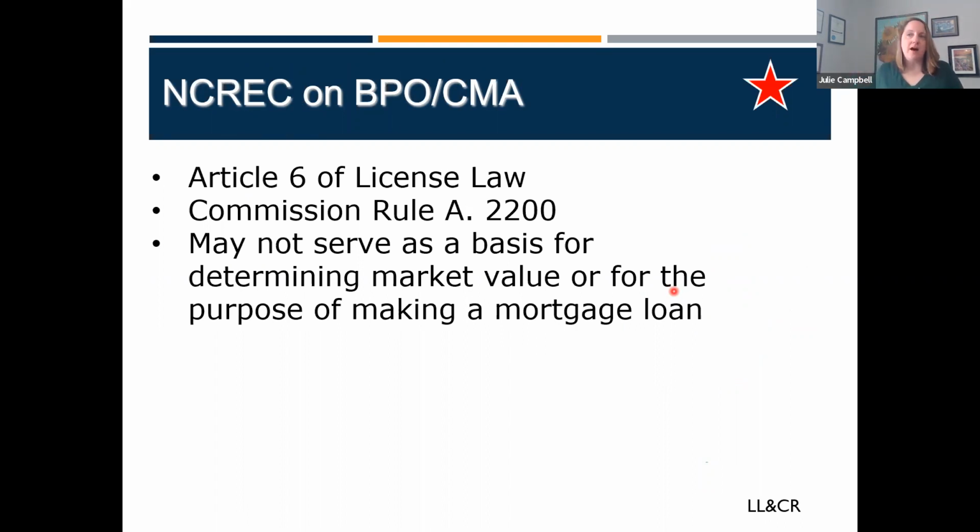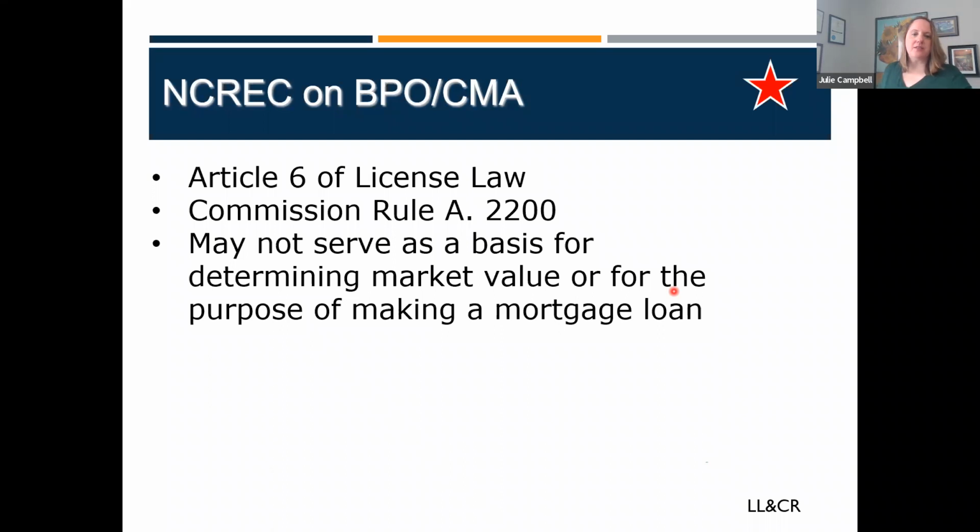And since this is my job, the Real Estate Commission, of course, weighs in on what they think. They have a law, Article 6 of license law, on how we conduct ourselves when doing BPOs and CMAs. There's a commission rule. So license law and commission rule. No, you don't need to know these numbers, but you need to know that how we do BPOs and CMAs is based off of license law and commission rule. We'll see this again when we get into license law and commission rule in Appendix A.